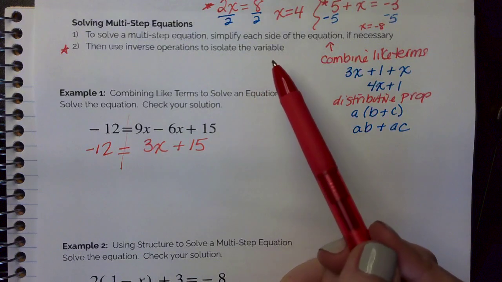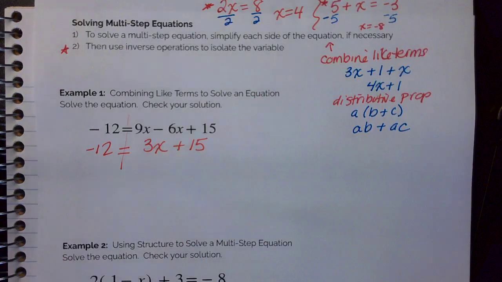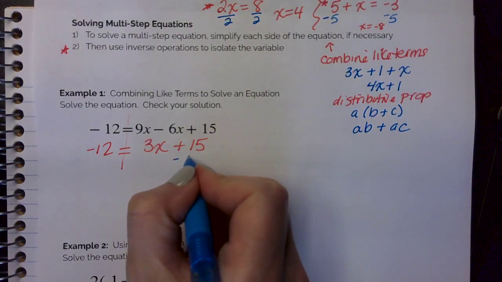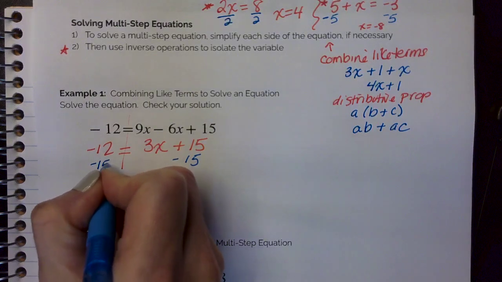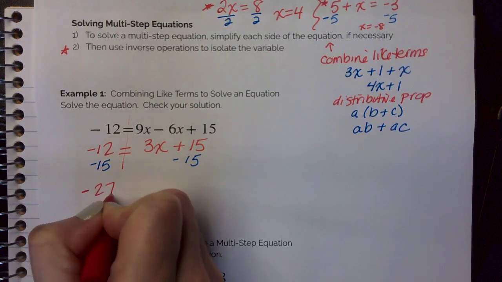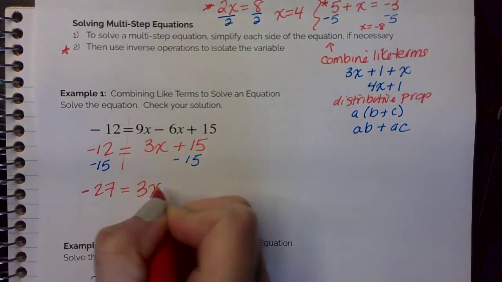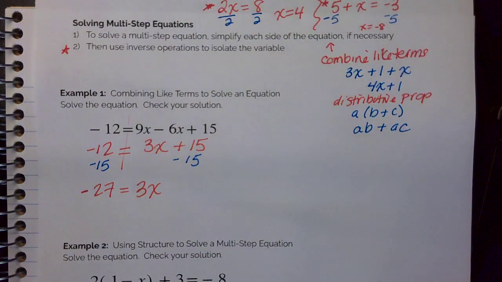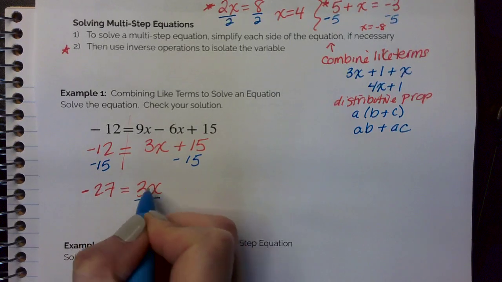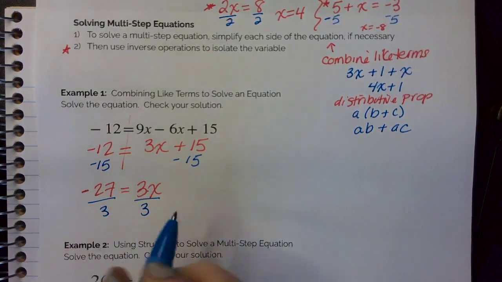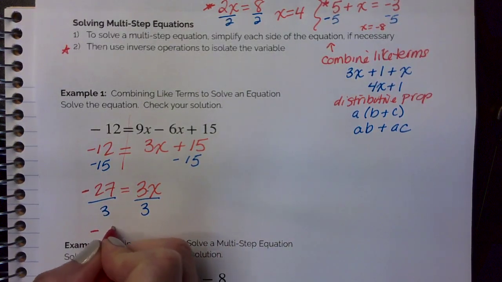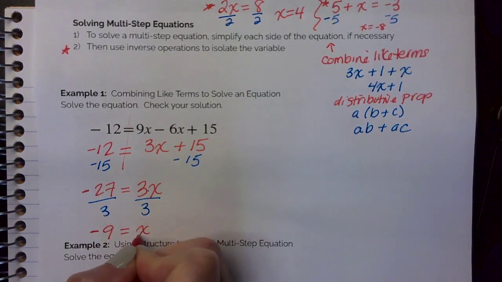So now we're going to use inverse operations to isolate the variable. We want to get x by itself. So we're going to start doing inverse. The inverse of plus 15 is minus 15. And then we end up with negative 27 equals 3x plus 0, so we don't have that anymore. And then right here it's being multiplied, 3 and x, so the inverse operation of multiplication is division. So let's divide by 3. Negative 27 divided by 3 is negative 9 equals x.